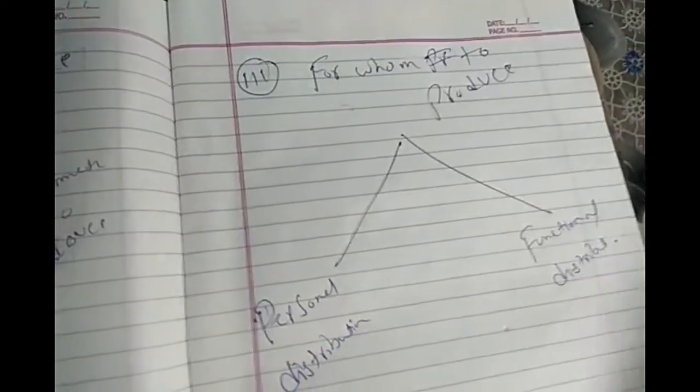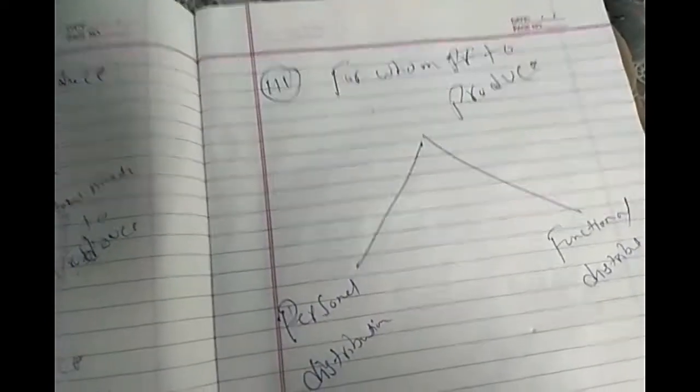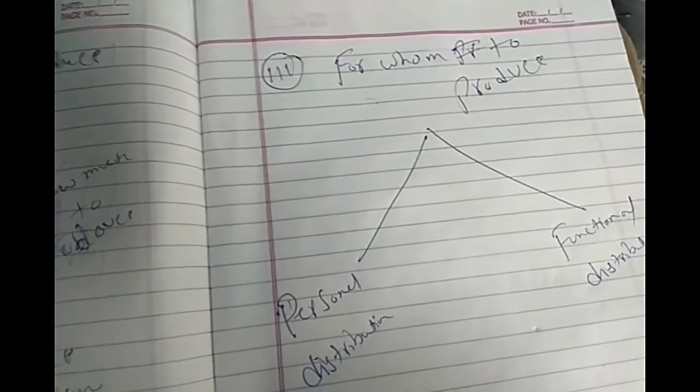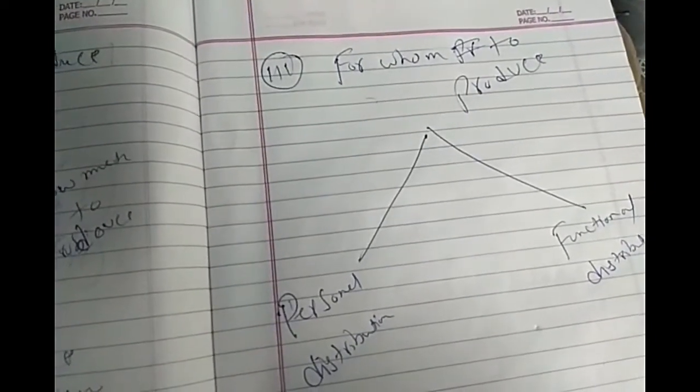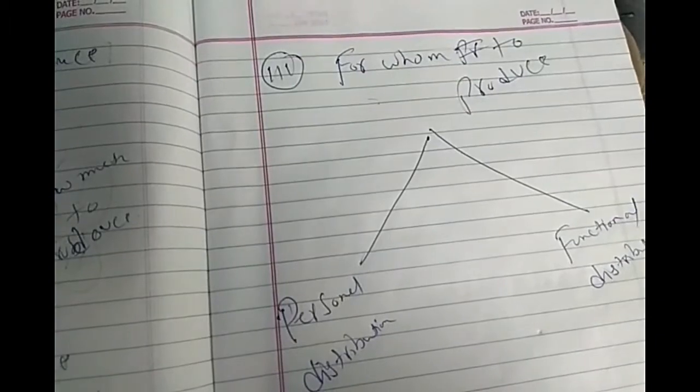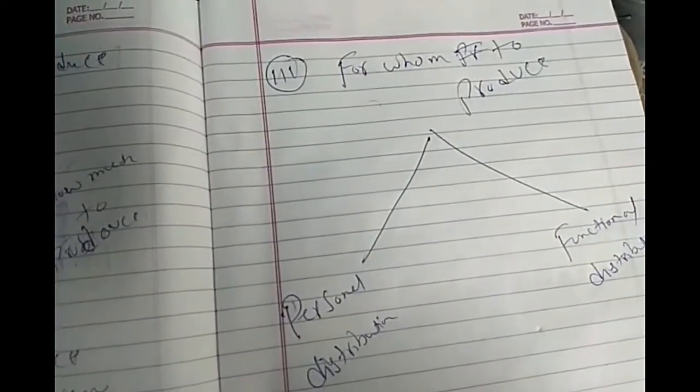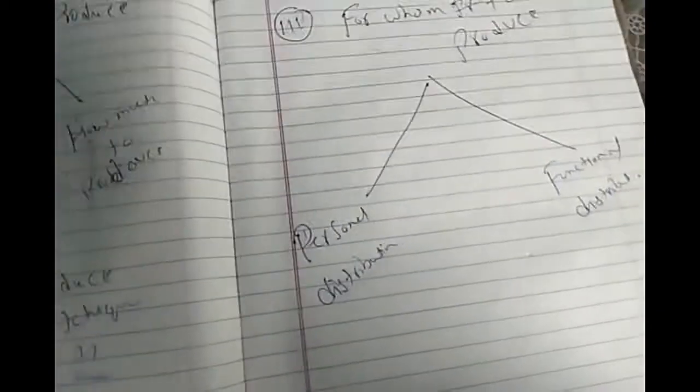Whatever goods have to be produced, now how are they to be distributed among the different groups of people? They are to be divided to those who have the purchasing capacity. So on that we have decided to distribute the goods under two heads.